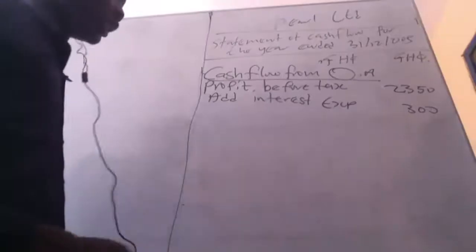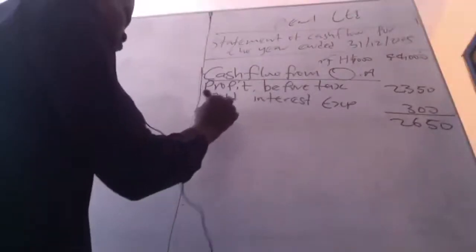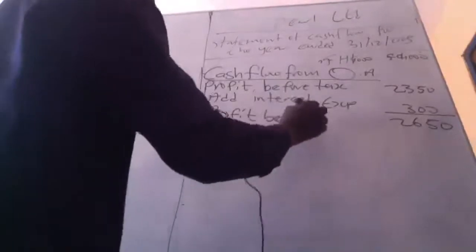Good. Now, we have to raise the 3 zeros. So let me find a way of raising it here. Don't forget to do the same. Now, when you add, what do you get? So 2650. Basically, this is the profit before interest and tax. So we call it profit before interest and tax. How do we get that?